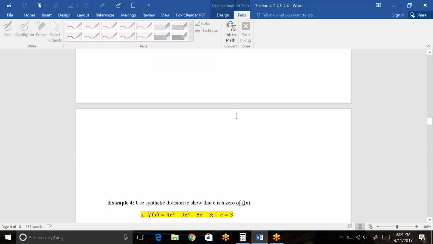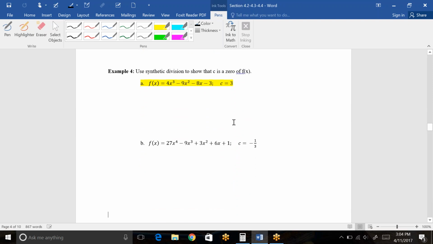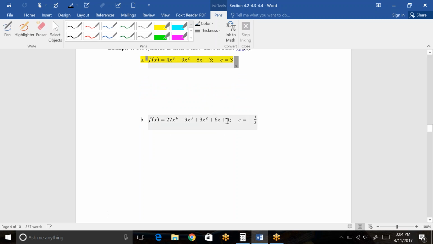All the yellow highlighted ones, remember, we did in class. So let's look at this next one right here. Use synthetic division to show that c is a 0 of f of x. In other words, we're trying to actually prove this time that the remainder does equal 0. So they've already got c solved for us, so we put that in our box.